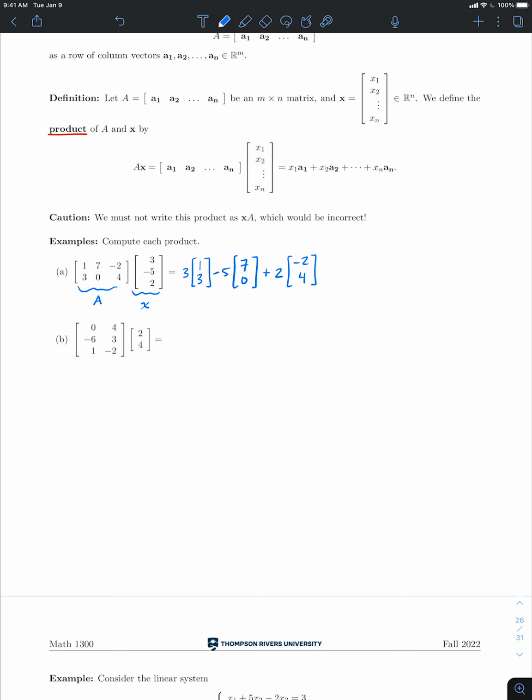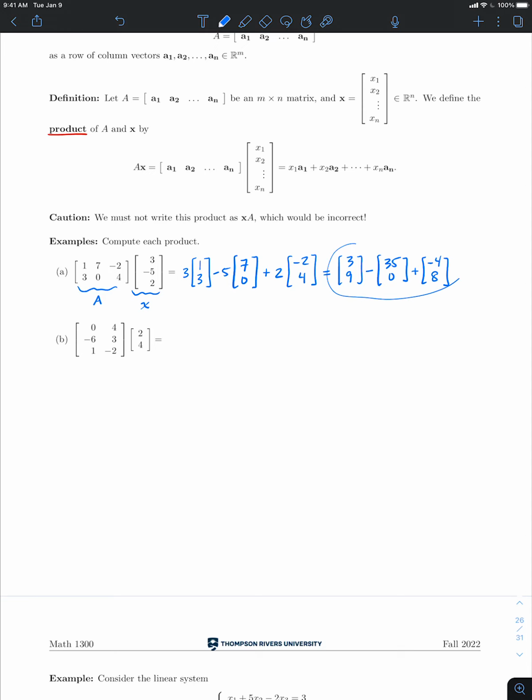But now, since we actually have numbers here, we don't need to stop. We can completely simplify this down until it's a single vector. So let's multiply the 3 into the first vector. Let's perform this scalar multiplication. So you're going to get 3, 9. Then we'll perform this scalar multiplication, so it'll be minus 35, 0. And then we'll perform this scalar multiplication, so we'll have plus negative 4, 8.